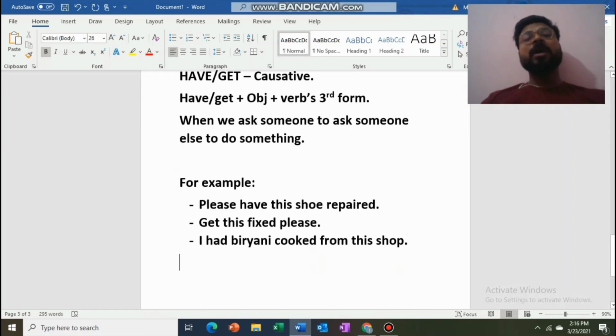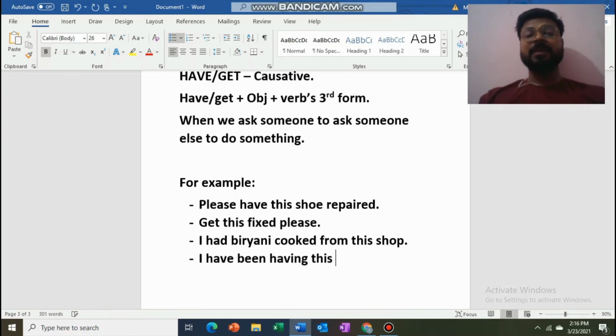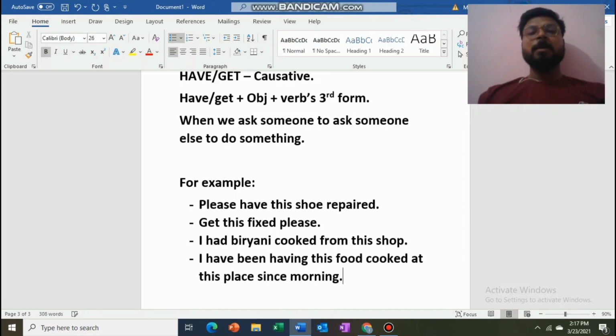Changes will happen inside it. The first causative verb. Let me give you an example of present perfect continuous tense. So I have been having this food cooked at this place since morning, right? Means I am getting food cooked here since morning.